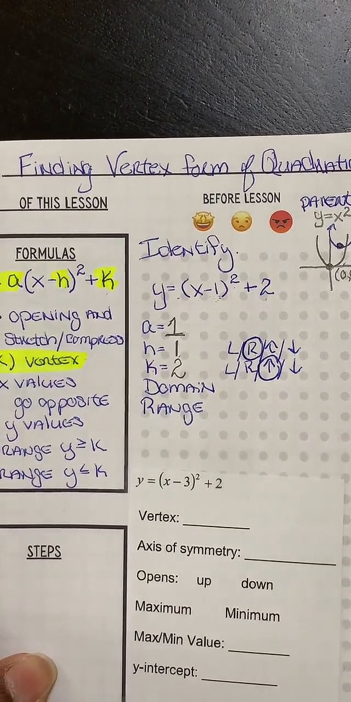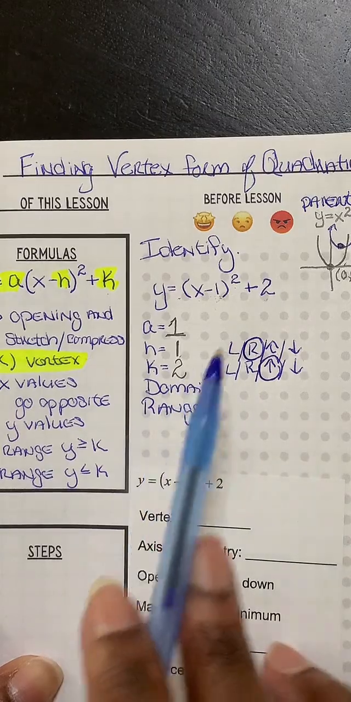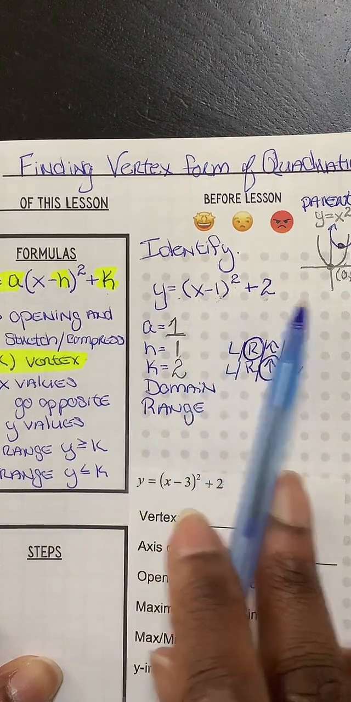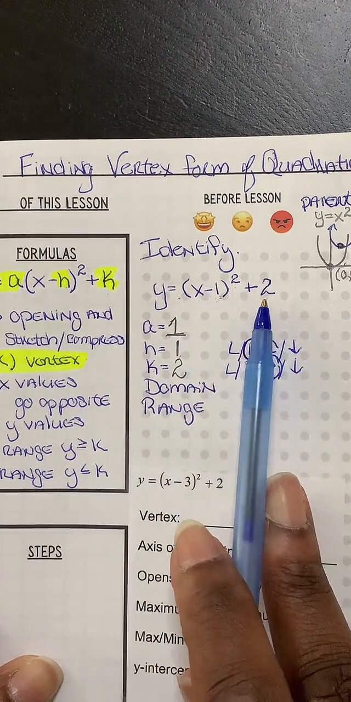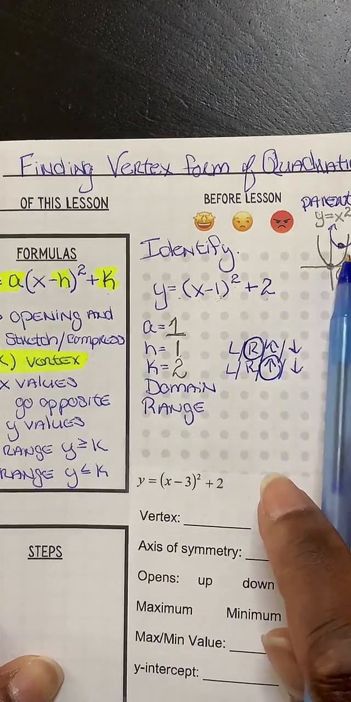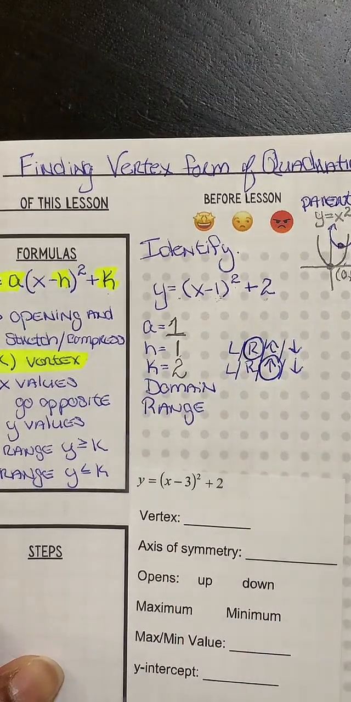So when we're doing this, if it says minus, that means I'm going to the right one. And then I'm going to go up 2 units. That's where my new vertex will be.